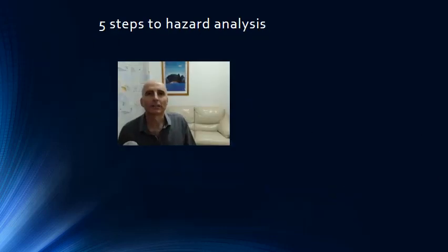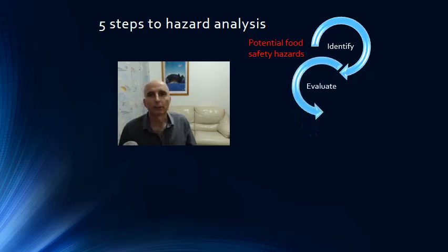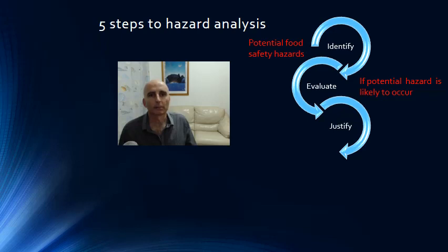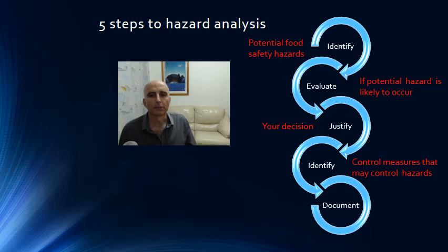To perform a hazard analysis, there are 5 steps. Typical hazards, you could be looking at food poisoning, microorganisms, physical contamination. The first step is to identify potential food safety hazards. Then we're going to evaluate the potential hazard and is it likely to occur. Then you need to justify that in the paperwork. Then we're looking at identifying control measures that may control or eliminate that hazard. And then finally, the documentation for each step is very, very important.